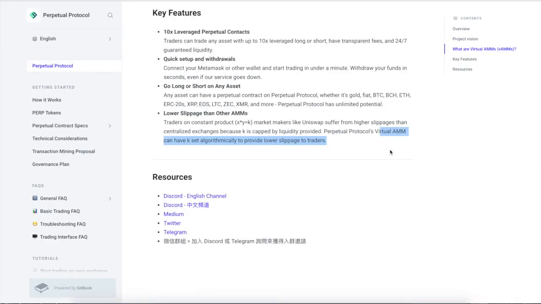Another feature they have is providing lower slippage, and how they do this is basically algorithmic. I'm sorry, you guys can see the word, I can't pronounce it. Algorithmically, I fudged that so bad, but it provides lower slippage to traders. And how it does this is, say for example, you have a lot of people calling longs and not a lot of people calling shorts.